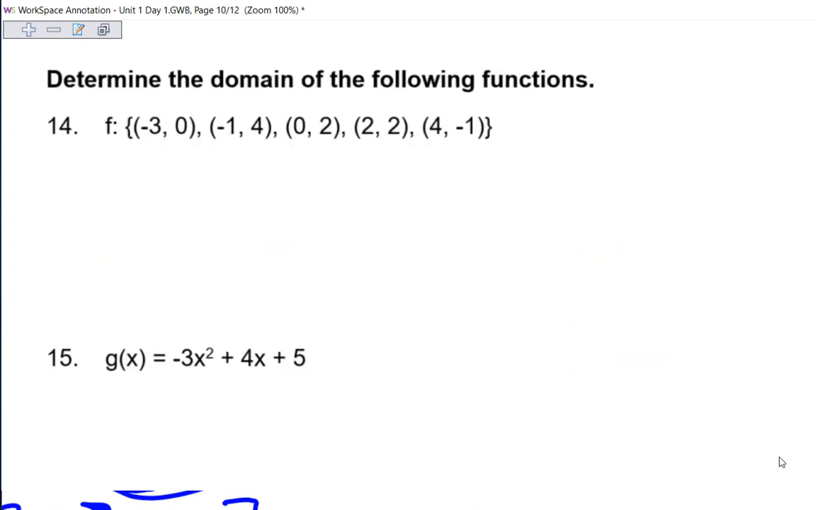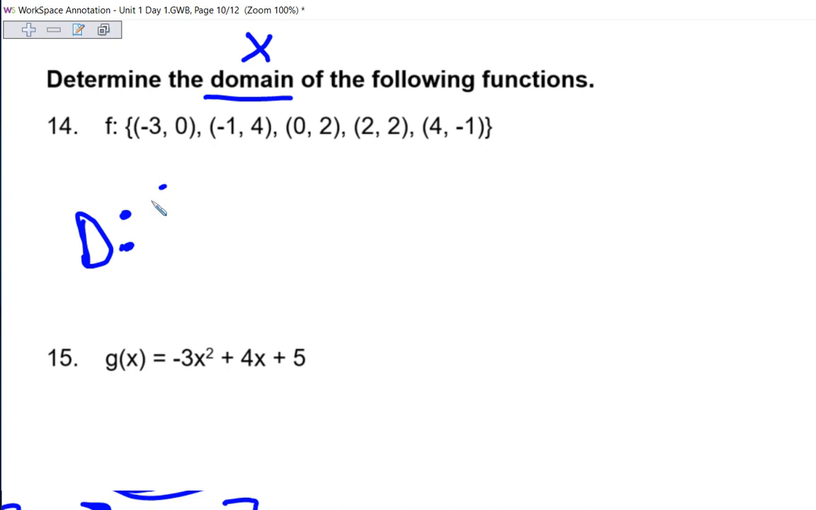Okay, now we need to find the domain of the following function. What does domain mean? The x value. So I'm going to use D for domain. So I need to list out all of the x values. Now when we list out the domain, it's typically from least to greatest.